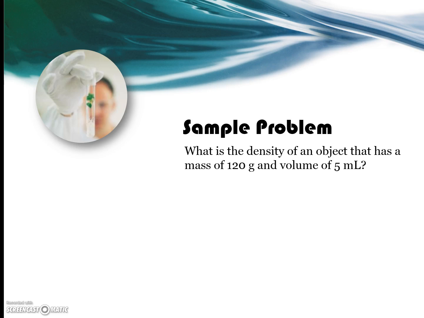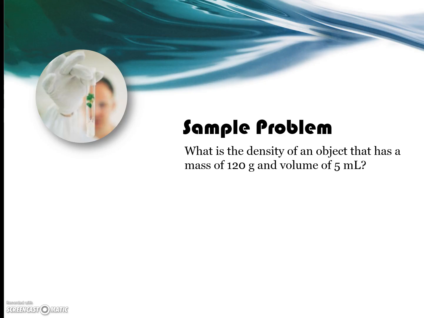A sample problem for you. What is the density of an object that has the mass of 120 grams and a volume of 5 milliliters? Okay, so I'm going to leave that up for you for a couple of seconds while you can figure that out. Hopefully it won't take you too long. If you need to, you can rewind this video and pause it, or you can look at your notes because hopefully it's already written down, the formula to find density.